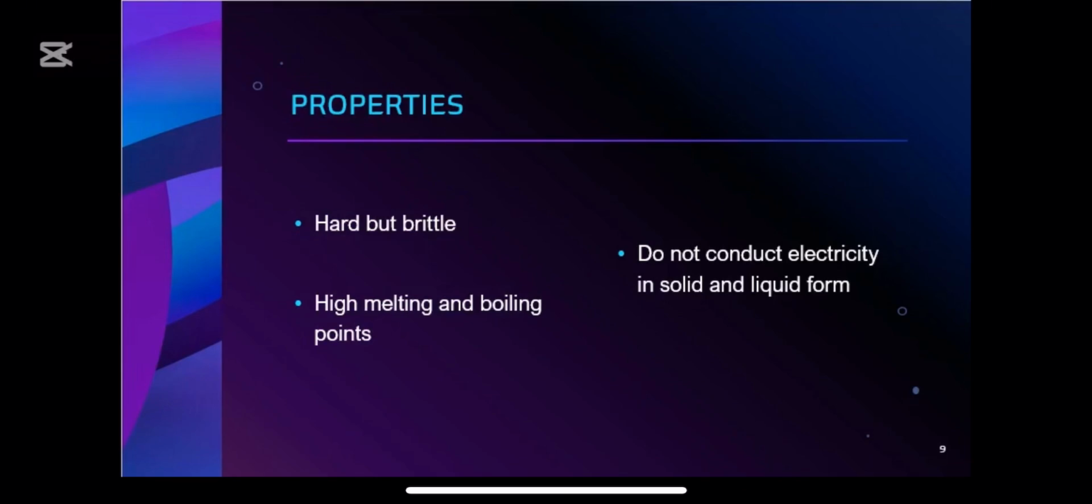High melting and boiling point. The many covalent bonds in silicon dioxide and diamond are very strong. Therefore, a large amount of energy is needed to break them, and a high temperature is required.